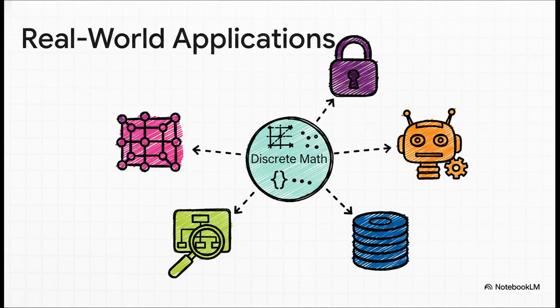That logic we talked about, that's the engine behind artificial intelligence. Set theory, that's the blueprint for every database you've ever interacted with. And graph theory, that's how your GPS finds the fastest route and how social networks map all your connections. Every single item on this list is powered by discrete math.